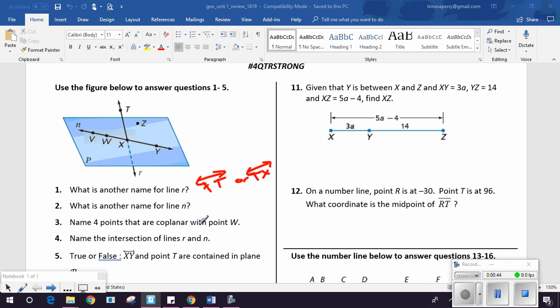Another name for line N: since there's several points on there, as long as you pick any combination of 2, you're fine, and put the line symbol. So I could say WX. I could say VW. I could say VY. I could say XY. So there are a lot of combinations for another name.